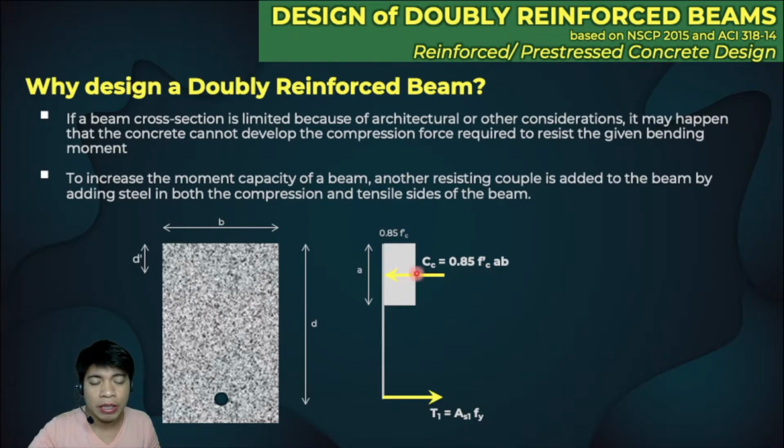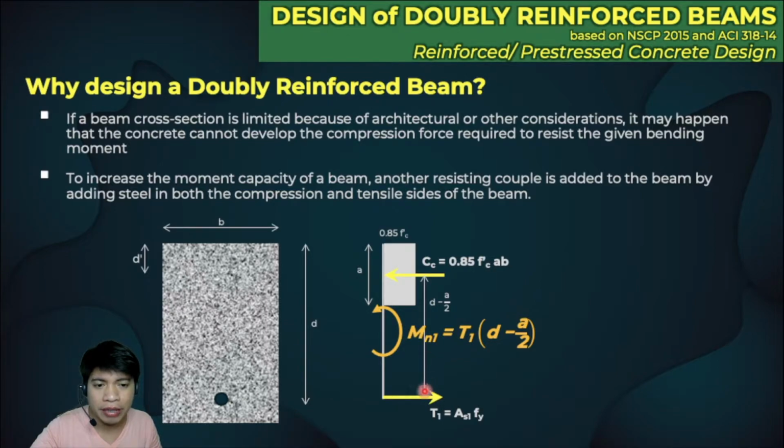So, obviously, yung ating compression concrete force will act at the centroid ng ating compression concrete area. So, this will locate here at this point at a over 2 from the extreme compression fiber. So, ibig sabihin, itong kanilang distance will be d minus a over 2. So, i-compute natin guys yung kanilang nominal moment. Yung nominal moment is the moment created by these two couple forces. So, that is equals to T1 multiplied by d minus a over 2. O di kaya, pwede natin siya i-compute as compression concrete force multiplied by d minus a over 2.